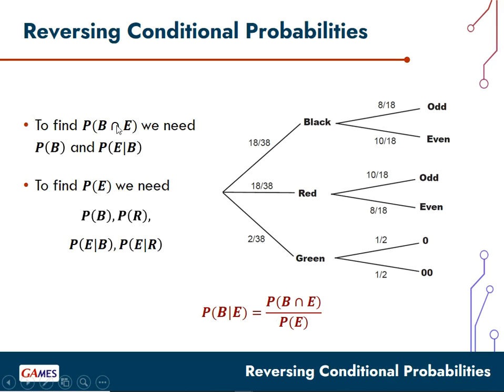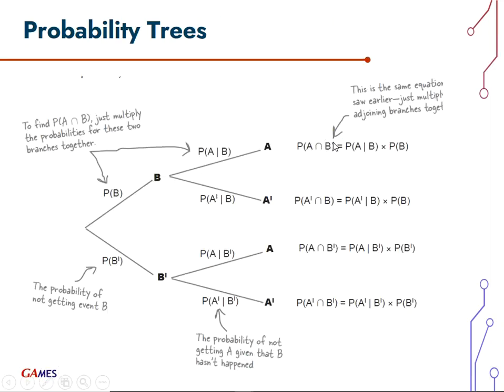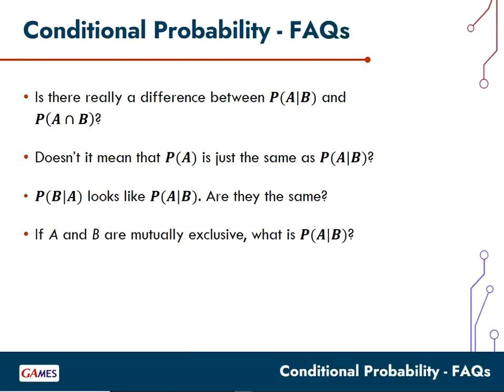So to find P of B intersect E, we need P of B, which is this information here, and P of E given B. Remember from that previous probability tree, A intersect B, the probability of that is simply the multiplication of these branches. Multiply the probability of this branch by the probability of the parent branch. That gives you the intersection. Just multiply the probability of each branch by the prior branch, and you get that intersection.